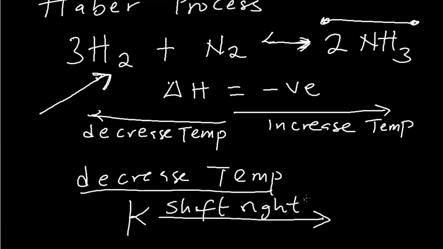That shift to the right will lead to the production of more ammonia. So in this industrial process, for you to have more yield of ammonia, all you need to do is decrease the temperature of the reacting system as much as possible, so that the equilibrium will shift to the right and yield more ammonia. So this one is the Haber process.